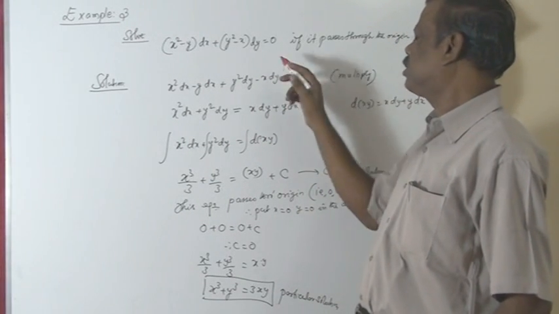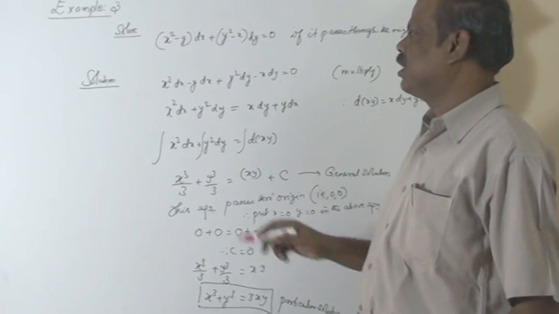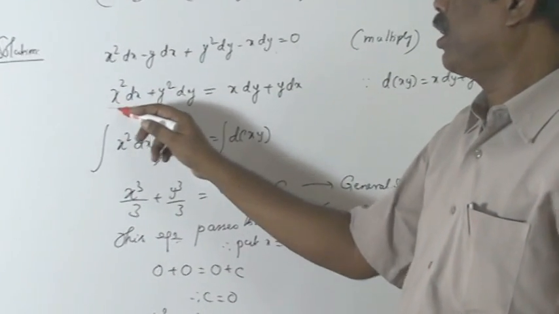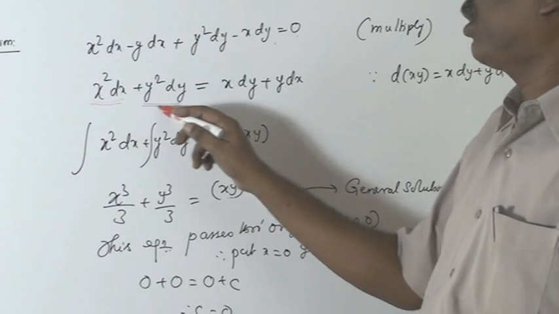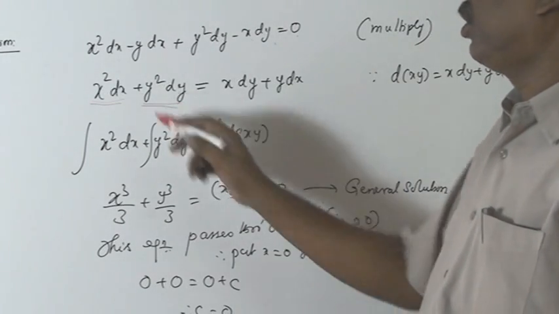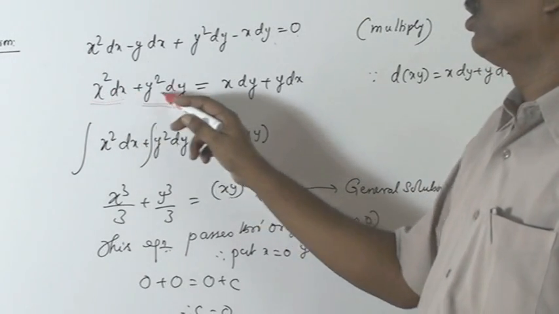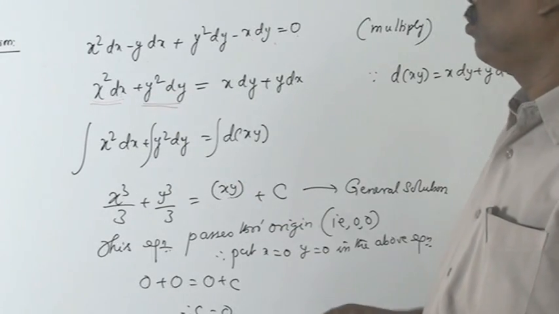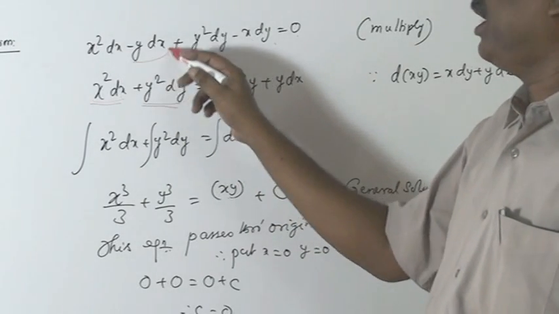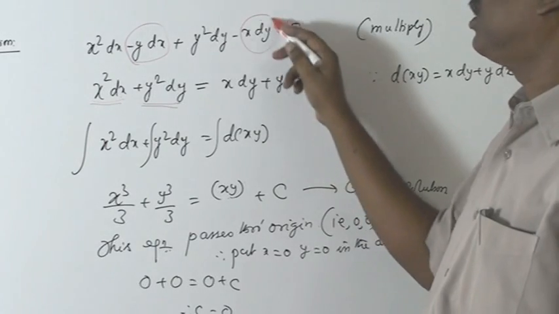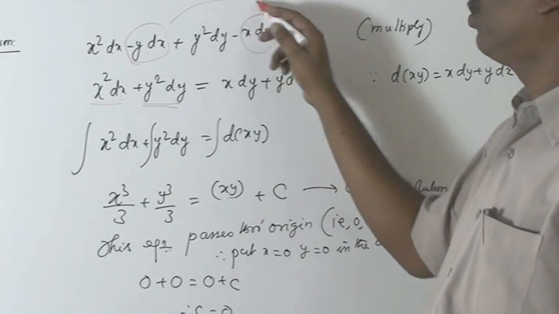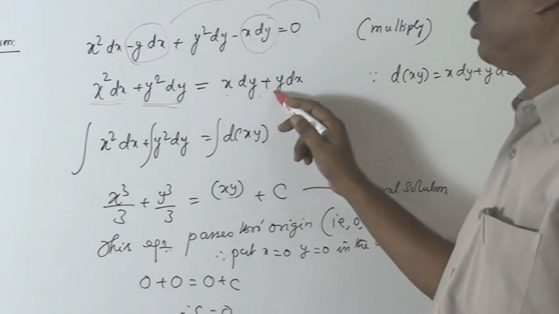Now after multiplying this equation, we can see that we have got x square dx and y square dy separately. So dx with respect to x, dy involved with y. Whereas here y dx and x dy are there. So taking these two terms to the other side, we get x dy plus y dx.